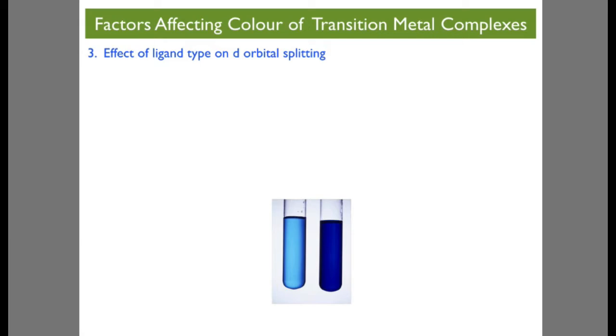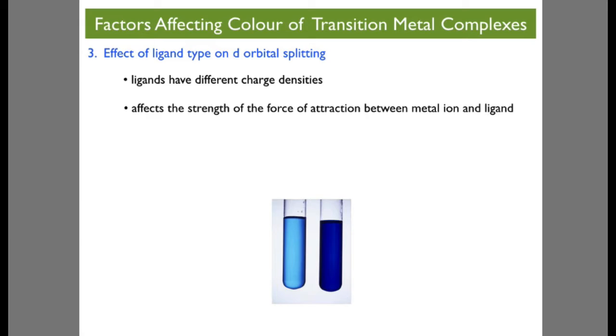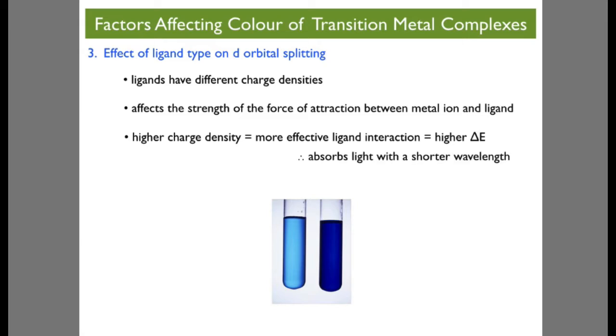The effect of ligand type on d orbital splitting. The ligands have different charge densities. This affects the strength of the force of attraction between metal ion and the ligand. The higher the charge density, the more effective the ligand interaction, the higher the split in energy. Therefore, it absorbs light with a shorter wavelength.